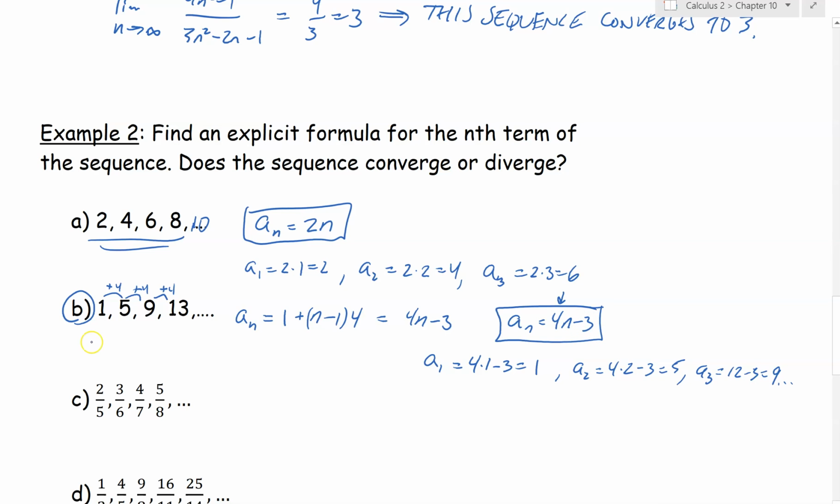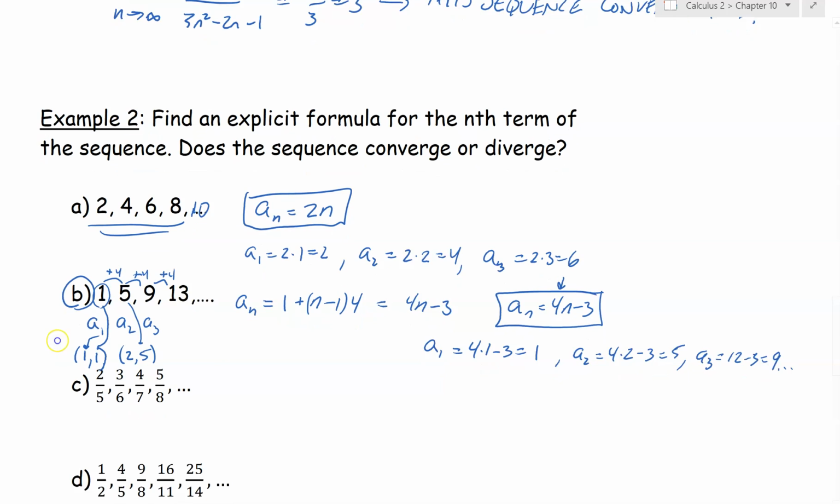If you wanted to come up with this formula by treating it as a line, since we're calling this A1, A2, A3, you could think of these as the points 1, 1. So you put the subscript there and the value there. The second term, when n is 2, we get 5. And so since this is a linear relationship, you could find the equation of the line that goes through 1, 1 and 2, 5, and you'd get the same formula.